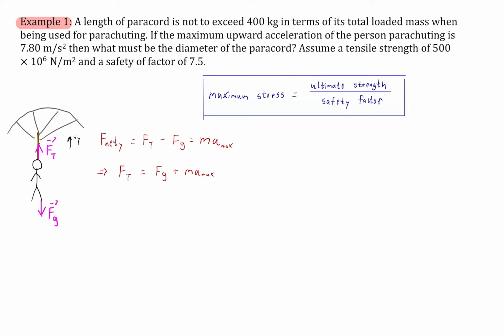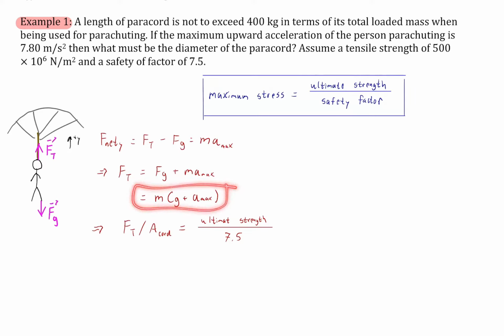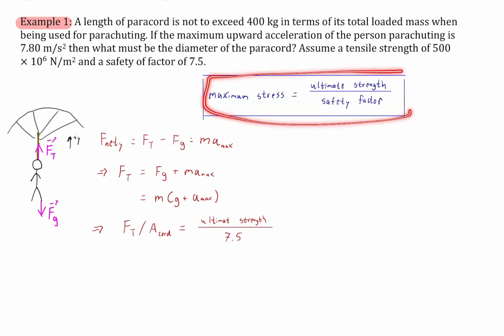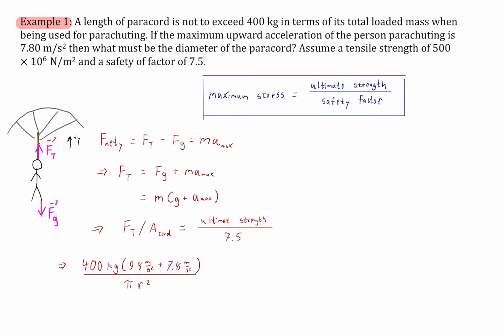All right, so we'll go ahead and solve for the tension. Here we're going to plug in the maximum acceleration we're given. Fg is going to work because we have our rated mass that the parachute and the paracord can handle of 400 kilograms. So then we just factor out that m, which is again the 400 kilograms. We'll hold on to that because we're going to need it to plug into this formula here. So maximum stress is just going to be the tension divided by the cross-sectional area of the cord. That's going to be equal to the ultimate strength over 7.5.